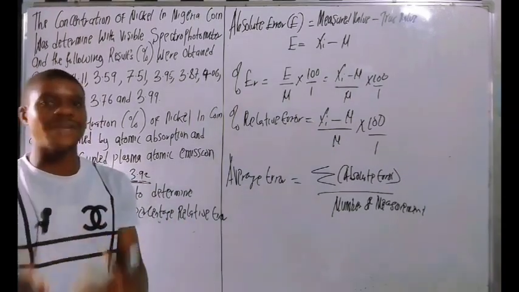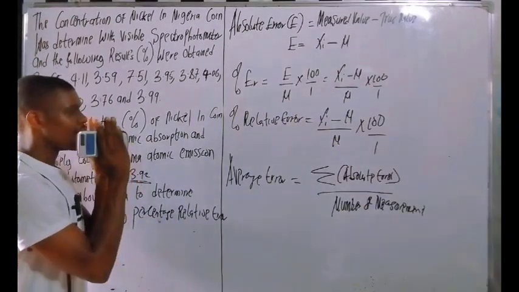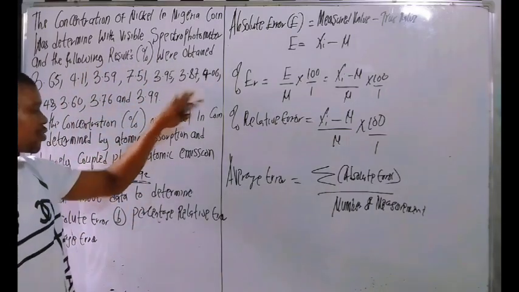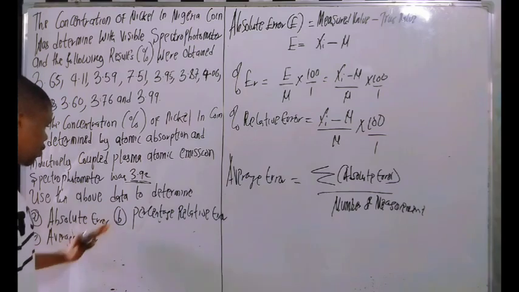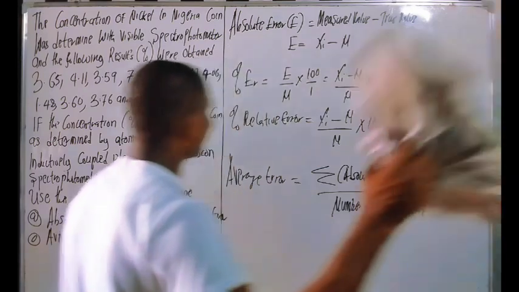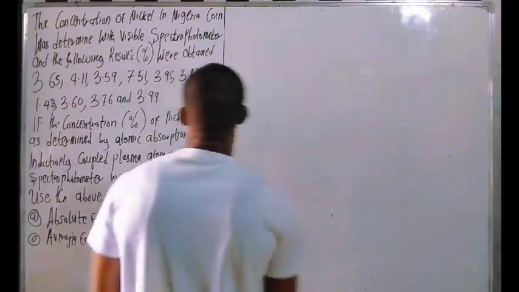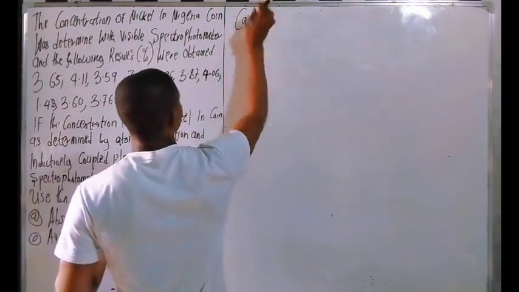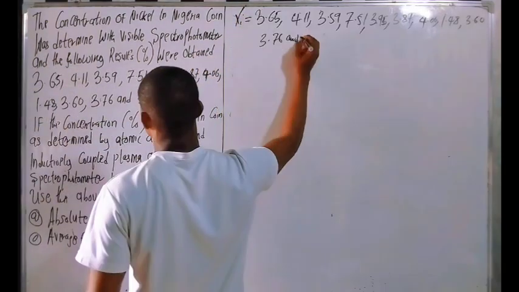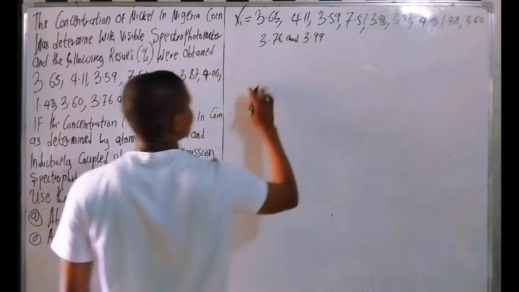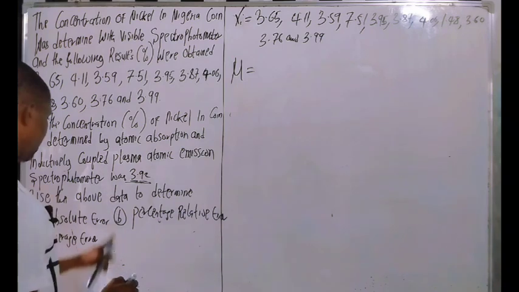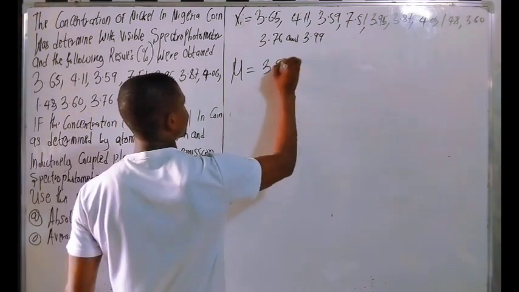Before you solve any question in the exam, because it's a theory question, write out everything down: write out all your values and your true value, then start solving. So now let's start solving this question. Calculating: the measured values are here, 3.99, and my true value is 3.92.